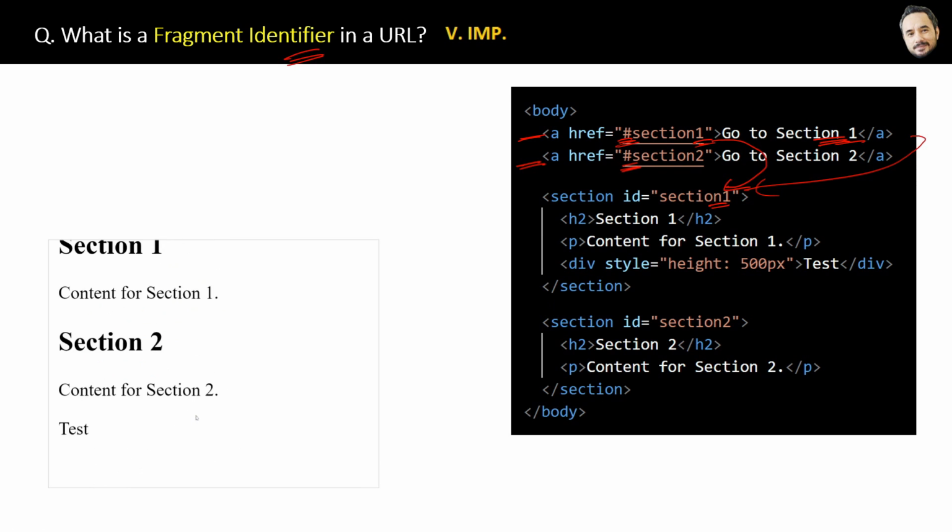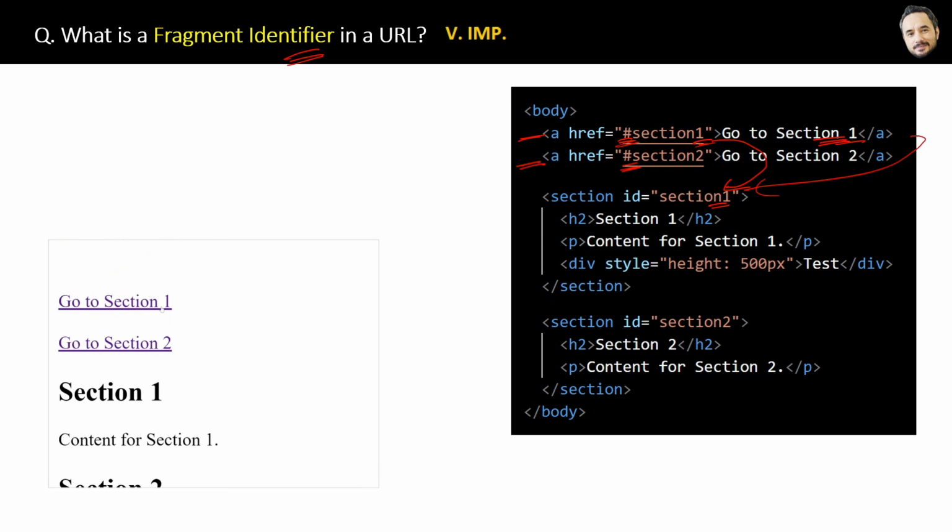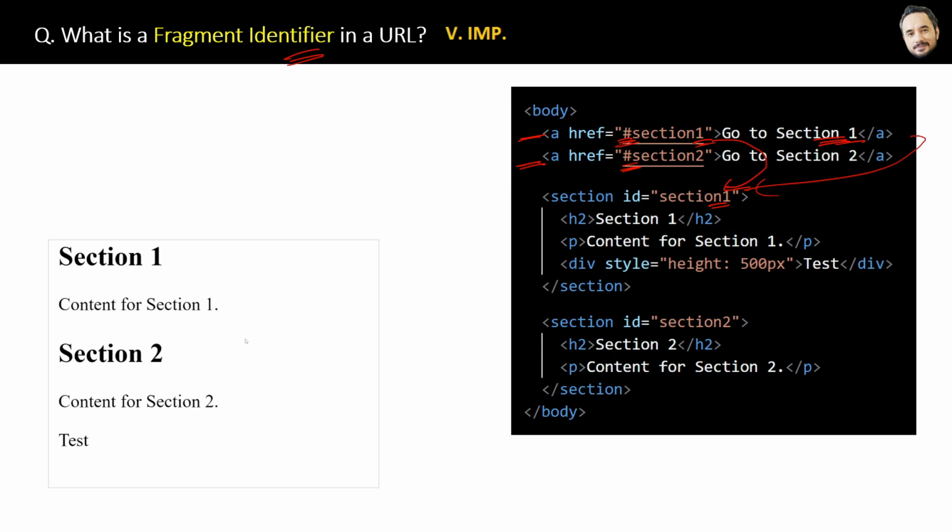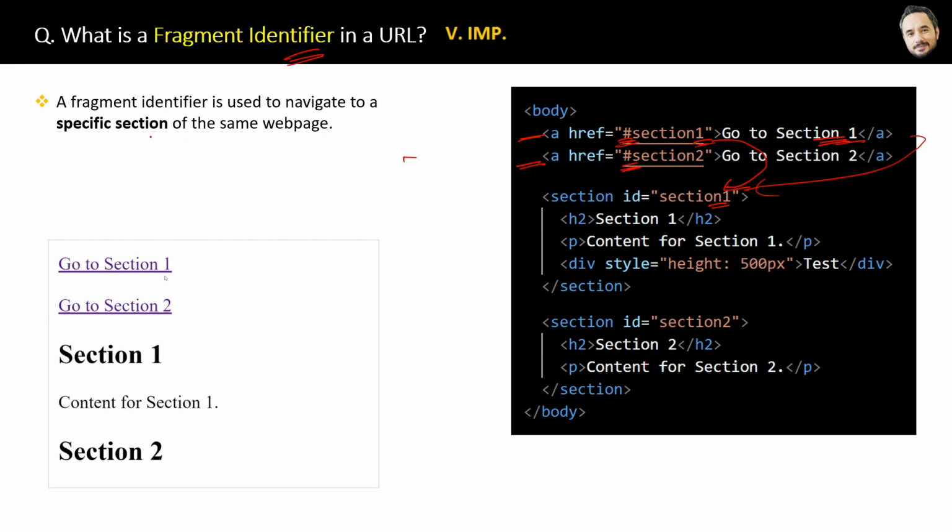Okay, now you understand almost every website is using this fragment identifier concept, right? Finally, the definition is: a fragment identifier is used to navigate to a specific section of the same web page, and a fragment identifier is preceded by hash symbol. That's it.